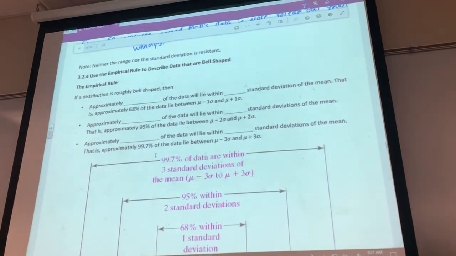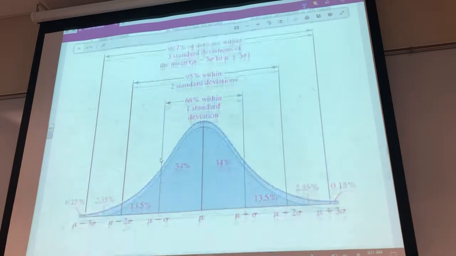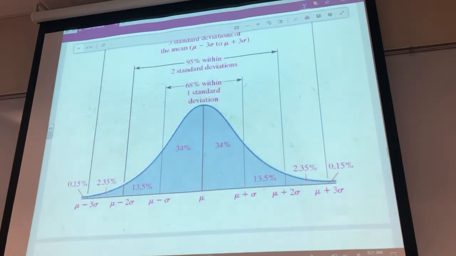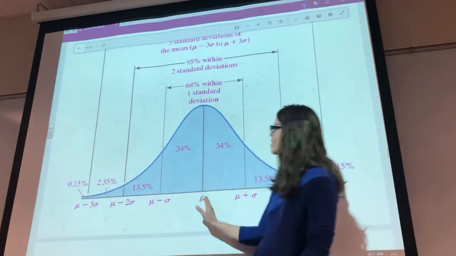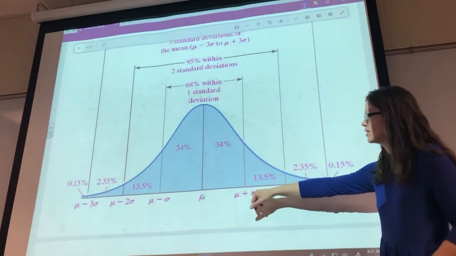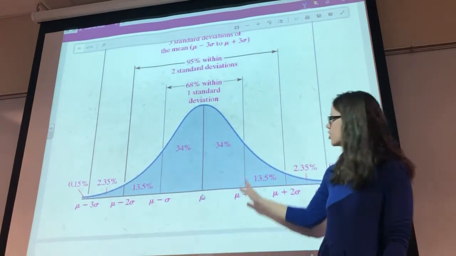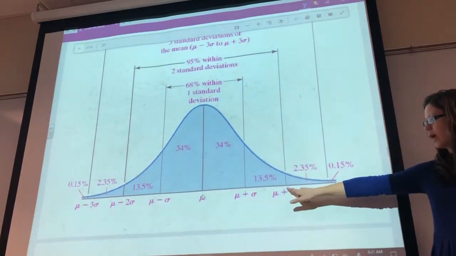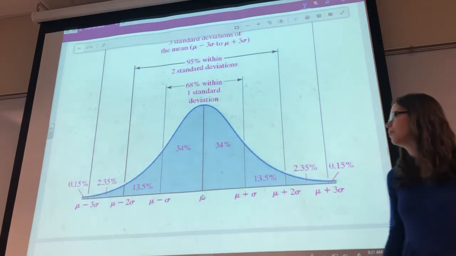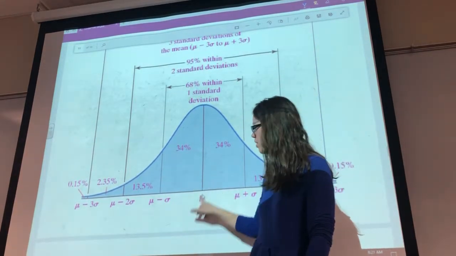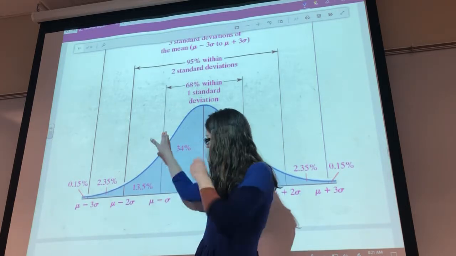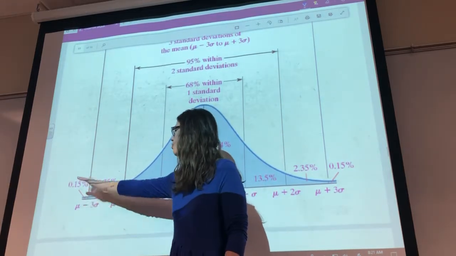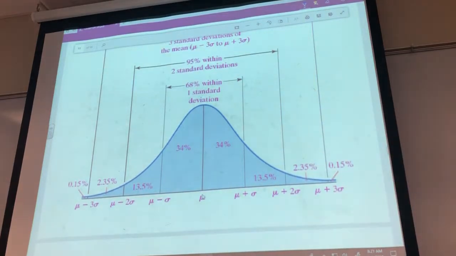So it's going to break it up into, right, so we've got our little bell-shaped curve. Here in the middle we have mu, that's our mean, that's our average. So the average is going to be exactly right here in the middle. If you add one standard deviation, you're going to be about right here. Add another standard deviation, you're going to be right here. Add another, you're right here. If you subtract one standard deviation, you're here. Subtract another one, you're here. Subtract another one, you're here. So that's just representing how far away you are in terms of standard deviation.